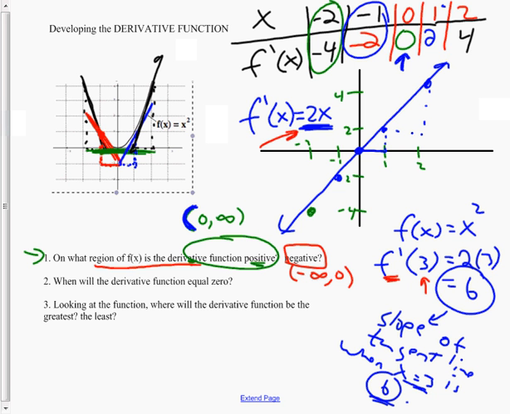When will the derivative function equal 0? Well, we showed that it's going to equal 0 at a local max or min, and in this particular problem, it happens at the point when x equals 0.